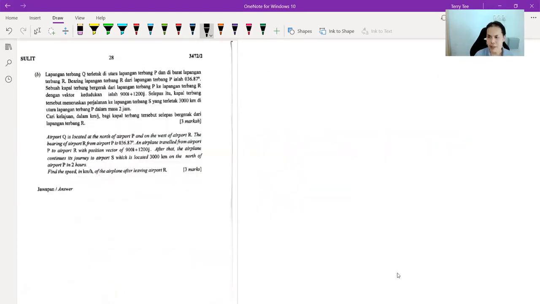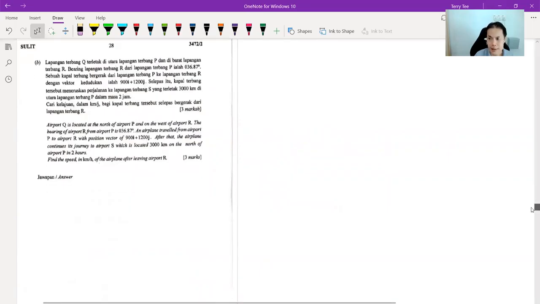Now, this is a very interesting question. It's not difficult, right? It's just application oriented, using I and J. So here we have an airport, Q, located to the north of airport P and on the west of airport R. Okay, so let's say we start by drawing P. P is over here. Q is located north of P. Okay, maybe I draw here, and west of airport R.